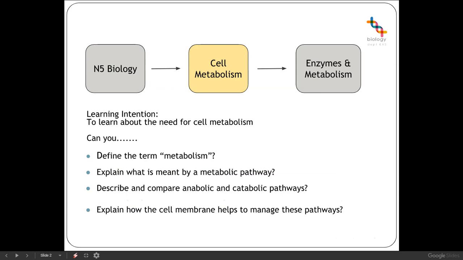So primarily what we're looking at is the need for cell metabolism. And what you need to be able to do is define the term metabolism, explain what is meant by a metabolic pathway, describe and compare anabolic and catabolic pathways, and explain how the cell membrane helps to manage these pathways.